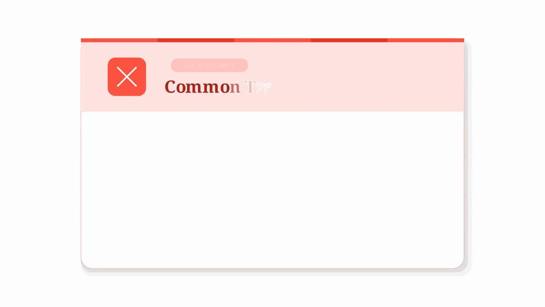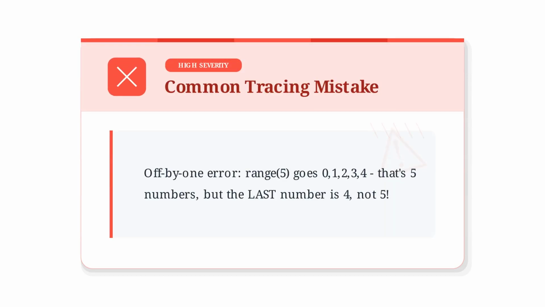Watch out for the classic off by 1 error. Students often think range(5) includes 5, but it goes 0, 1, 2, 3, 4. That's 5 numbers total, but the last number is 4, not 5. This trips up everyone when tracing.